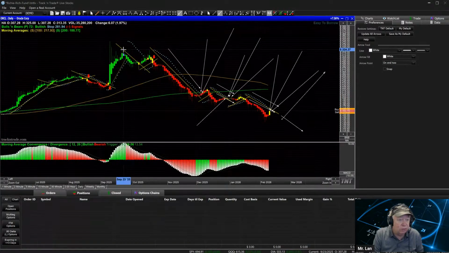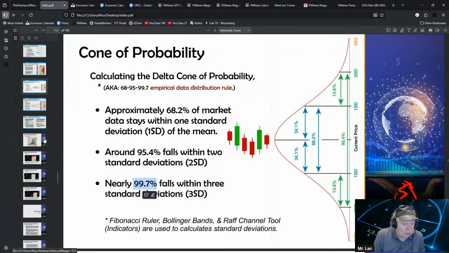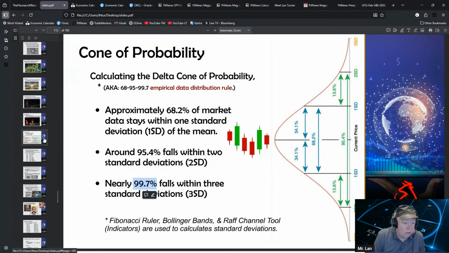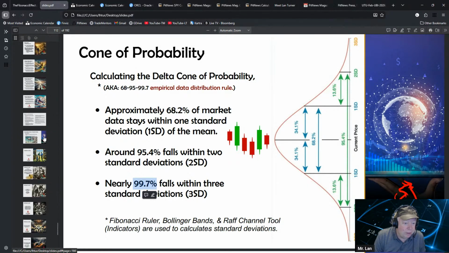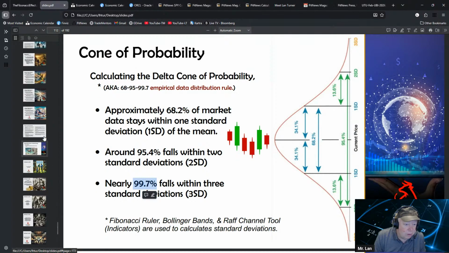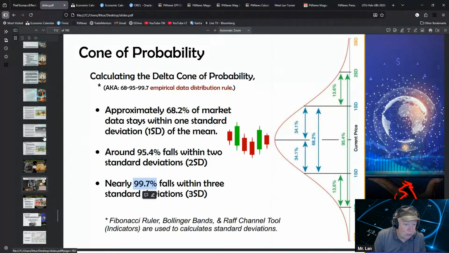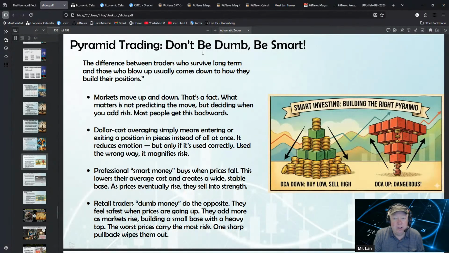In fact, let's go over and talk about that for just 1 minute, because I have that little slide right here for you, right? This is what retail traders do. This is the one I had pulled up for you. And now I want to show you the other one, so I lost it. I want the little triangle. There it is, right here. All right, pyramid trading. Don't be dumb. Be smart.